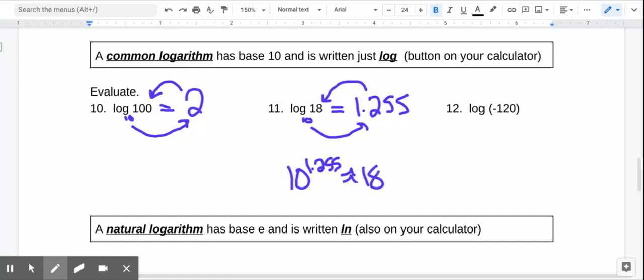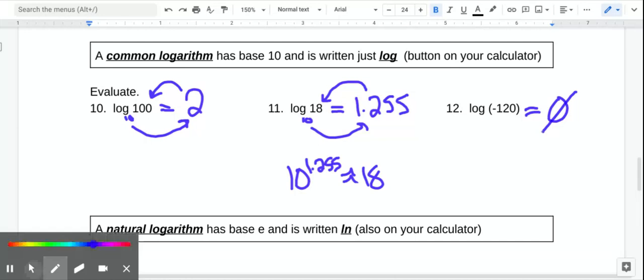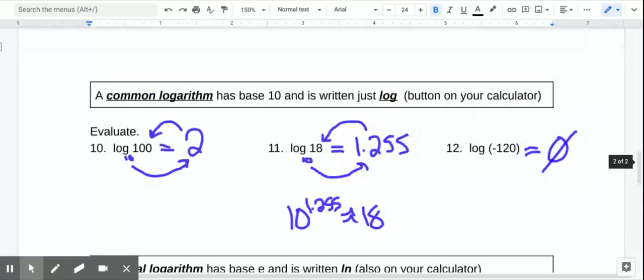All right, last one of these. I want you to put log of negative 120 in your calculator, and it is probably going to tell you that you made some sort of mistake. You cannot take the log of a negative number, so don't try. Well, I mean, you can try, but your calculator is going to tell you you can't do it.